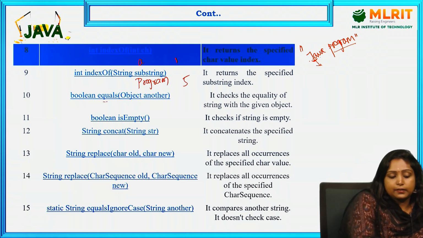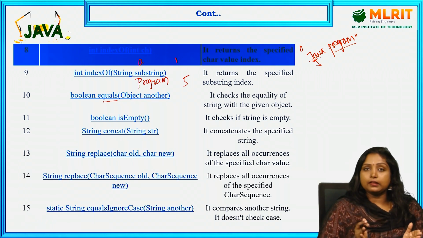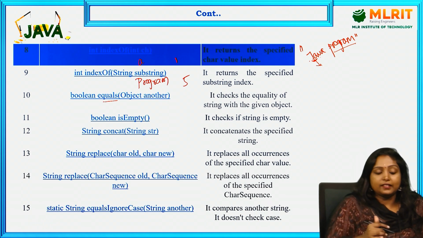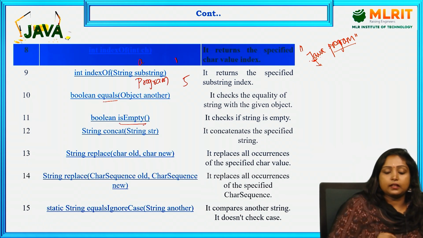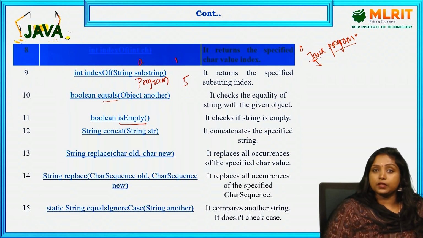So equals checks whether one string is equal to another string or not. And next, isEmpty. isEmpty is used to check whether the string is empty or not. If it is empty, it will return true. If it is not empty, it will return false.